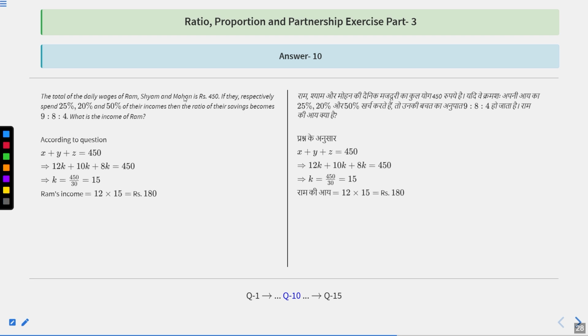So the question says that the total amount distributed between Ram, Shyam and Mohan is 450. So x plus y plus z is 450. And we know that x equals 12k, y equals 10k and z equals 8k. So the sum of all these three, 30k equals 450, so k equals 15. So Ram's income is 12k, so 12 into 15, which is 180 rupees. Next one.